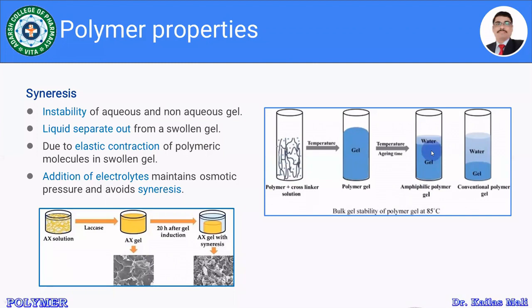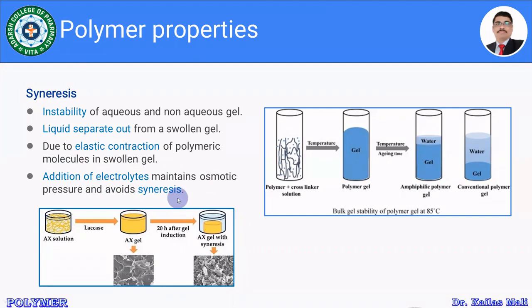So there are two ways by which we can stabilize or avoid the syneresis: by using the cross-linkers or by using the electrolytes. Electrolyte maintains the osmotic pressure of the system, which avoids the syneresis. Syneresis is the instability of aqueous and non-aqueous gel. Liquid separates out from the sol or gel on aging. It is due to the elastic contraction of polymeric molecules in the sol or gel. If we add the electrolytes, they maintain the osmotic pressure and avoid the syneresis.